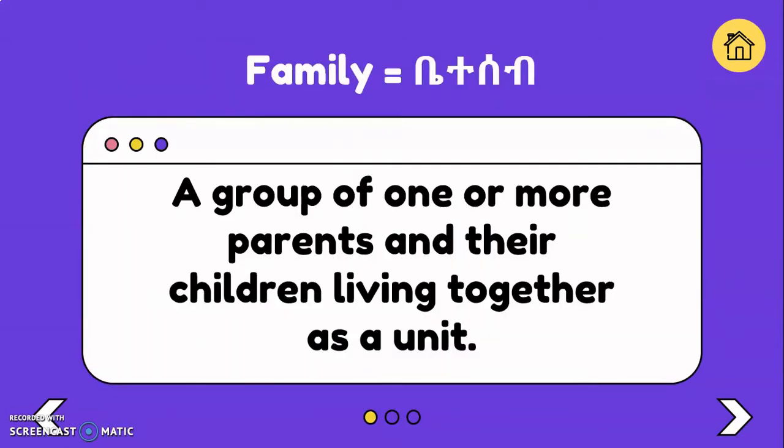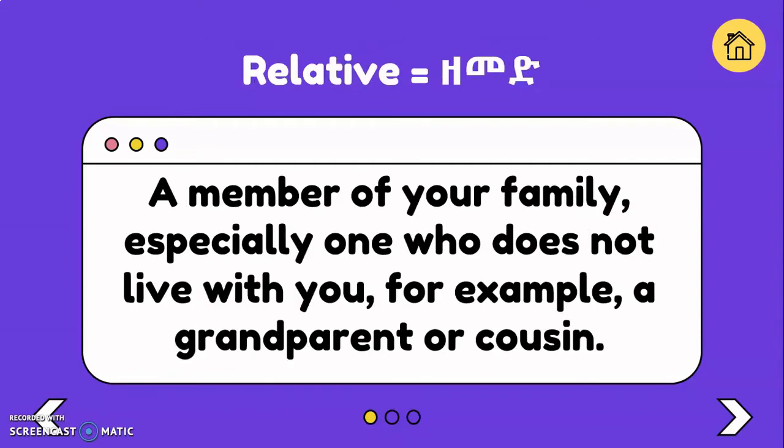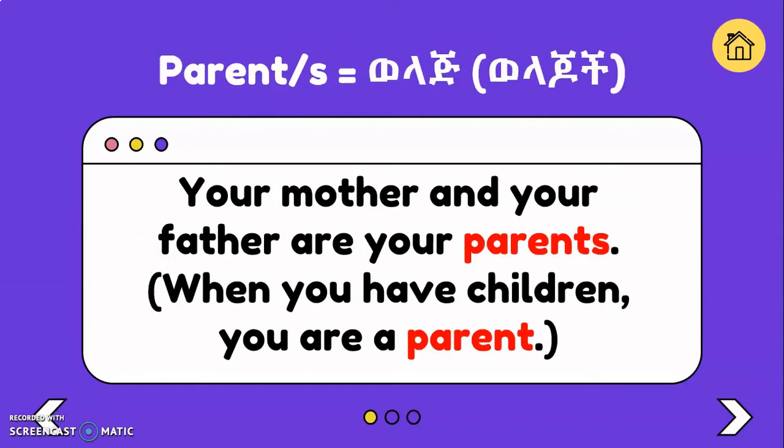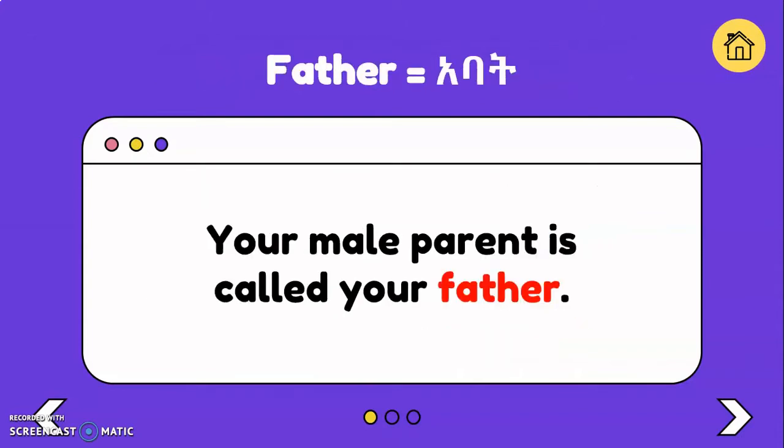Let's review one more time to make it clear to you. A family is a group of one or more parents and their children living together as a unit. Relative. A member of your family, especially one who does not live with you, for example, your grandparents or cousins, are called relatives. Parent is the singular form, parents is the plural form. Your mother and your father are your parents. So when you have children, you are a parent, that means.